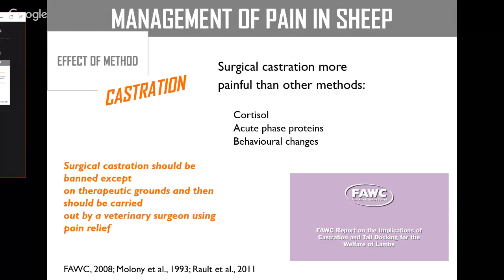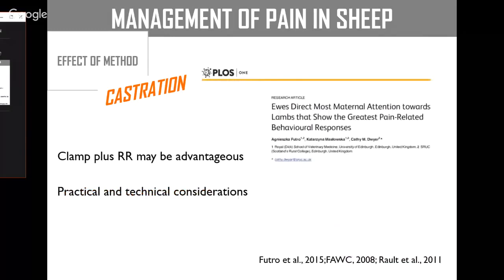So surgical castration is probably worse than any other method of castration. Beyond this, the evidence is probably less clear when comparing other methods apart from the surgical castration. I think there are several aspects that deserve particular attention, and one of them is the possible use of a clamp plus a rubber ring, which some studies have shown to be advantageous in terms of reducing pain in the animal, particularly after some period of time.